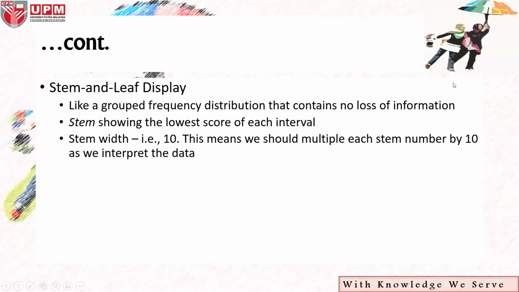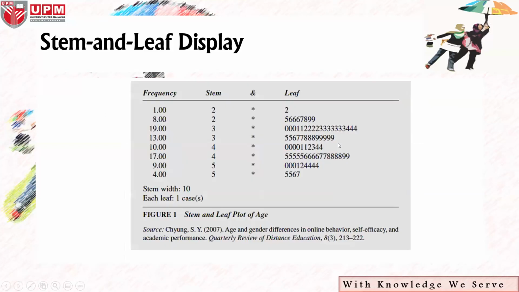Okay, or stem and leaf display. Stem and leaf display is like a group frequency distribution that contains no loss of information. Stem showing the lowest score of each interval, and stem width, for example 10, which means we should multiply each stem number by 10 as we interpret the data. So this is the example of stem and leaf display. Okay, kita akan nampak benda ni biasanya when we run the normality. Ini stem and leaf display. Table juga.